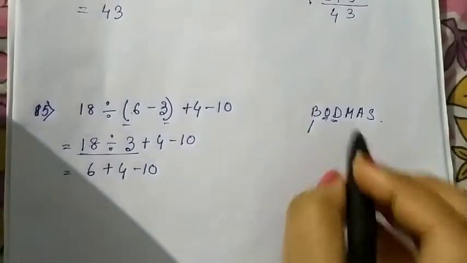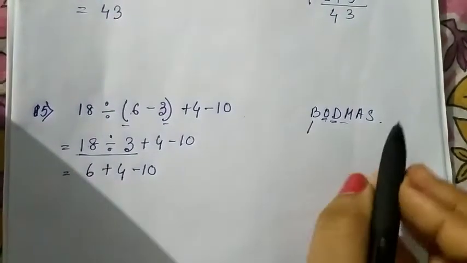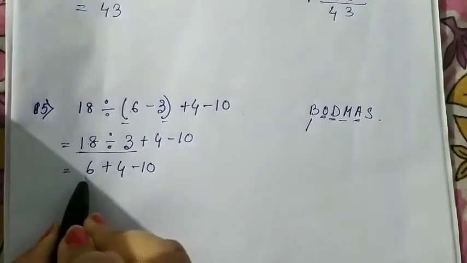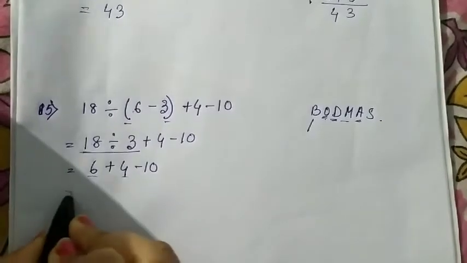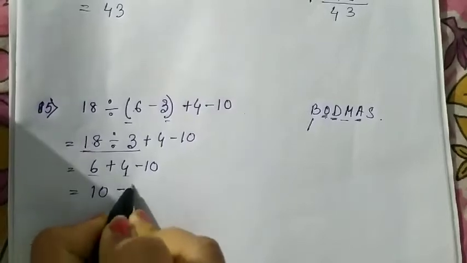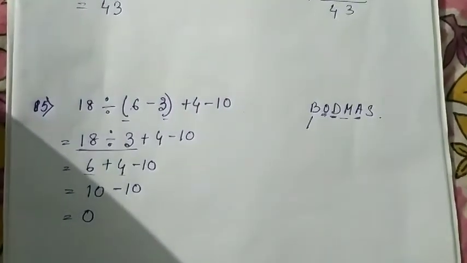Next, multiplication. No multiplication sign is given, so no need to do that. Skip that part. Then addition. Is there any addition part? Yes, 6 and 4 are combined by addition. 6 plus 4 is what? 10. 10 minus 10, that is 0. So 0 is the answer.